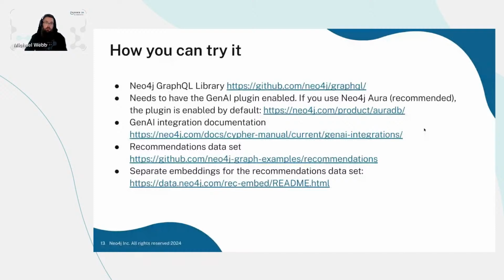And then if you do want to look a bit more into what different configurations are available for GenAI in terms of the plugin and so forth, and which we support in the GraphQL type definitions, the different providers are available in this documentation for GenAI integrations. And then other than that, we have the recommendations data set, which I used for this example. It's quite a large data set, and it's very interesting to look around that one.